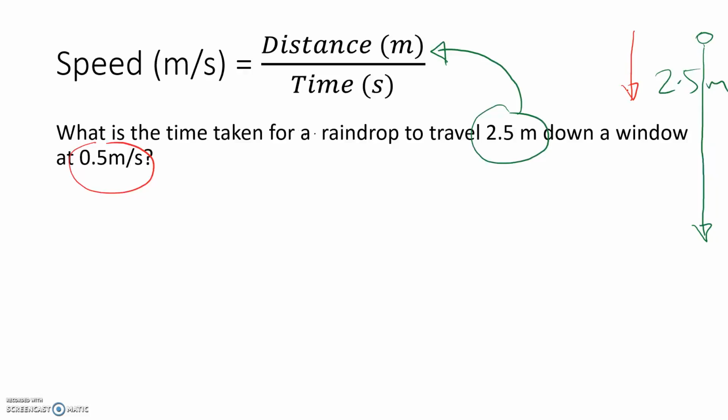0.5 meters per second sounds like a speed, meters per second. So we've got a speed and we've got a distance. And this time the question is asking us for a time. So rather than try and rearrange straight away, let's do our usual trick of putting all the numbers in the right place. So for a start, do we know the speed? Yeah, 0.5 meters per second.